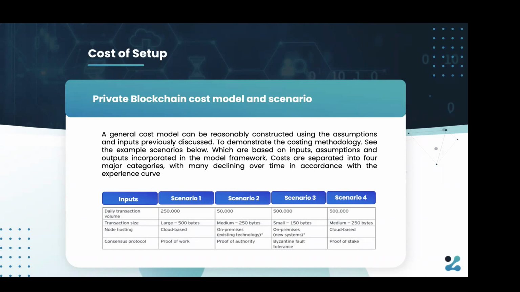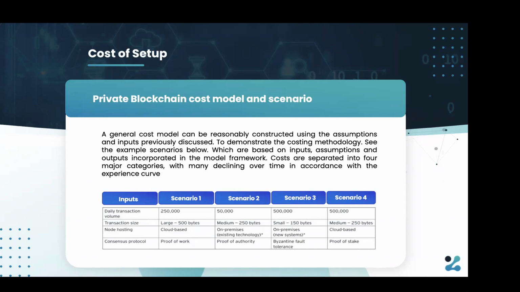Second scenario is about a lower transaction volume a day, 50,000 only, not 250,000. But the size of the transaction is also medium category, 250 bytes. And in this case, we are talking about on-premise setup. On-premise means we are preparing it all in our own infrastructure elements. Now, there could be two different types of on-premise installations.